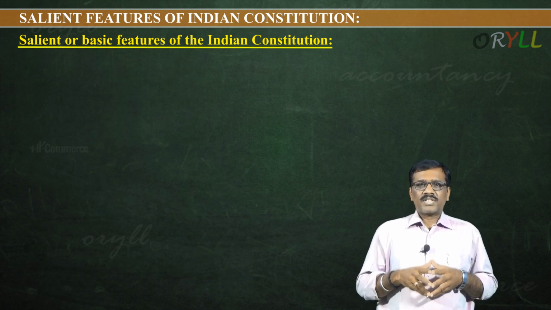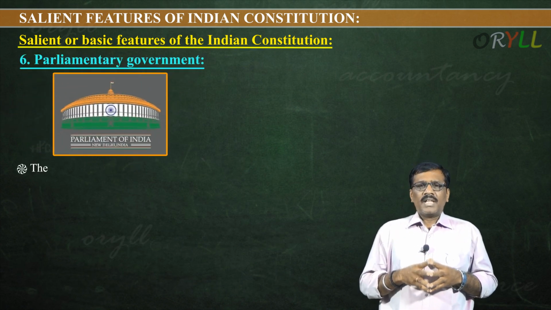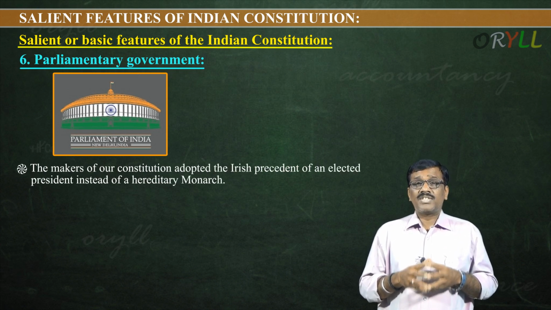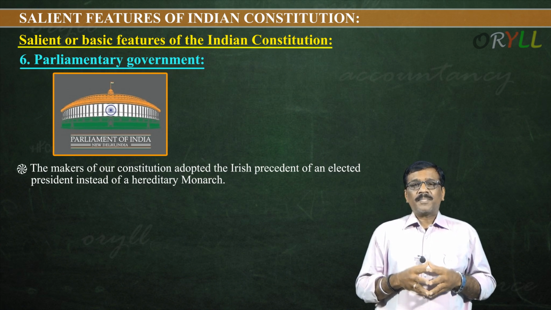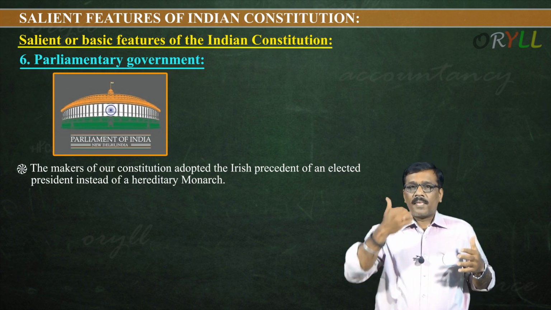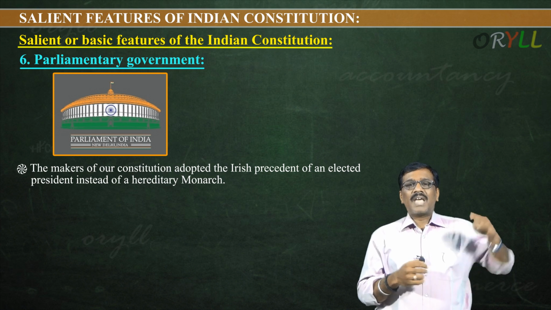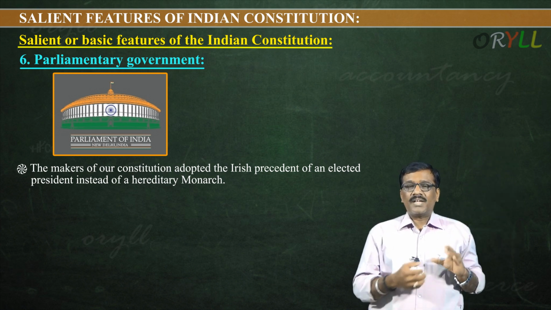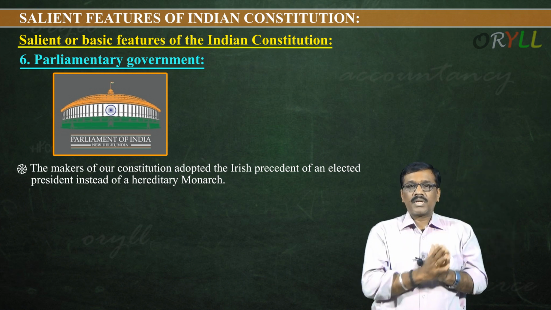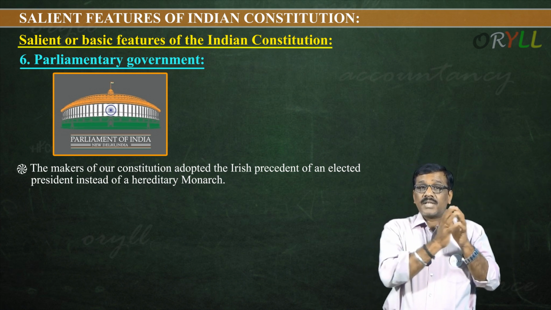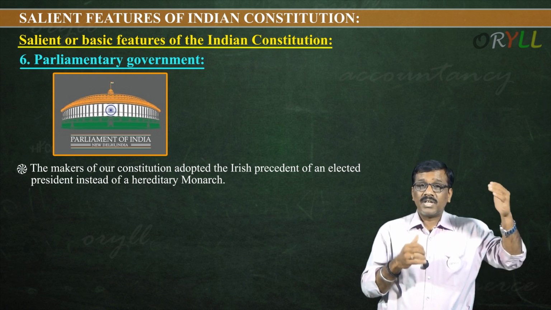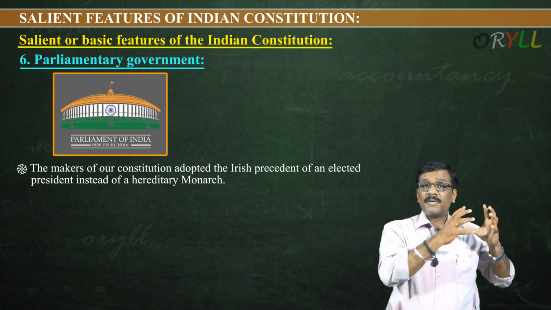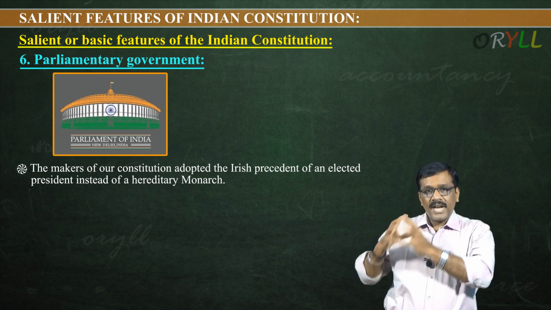Next, now let's discuss the parliamentary form of government. The makers of our constitution adopted the Irish precedent of an elected president instead of a hereditary monarch. See, we have taken this parliamentary form of government from the British, whereas there a hereditary monarch was the head of the country, but Ireland and others have an elected president. So we have adopted the Irish precedent of having an elected president instead of a hereditary monarch.